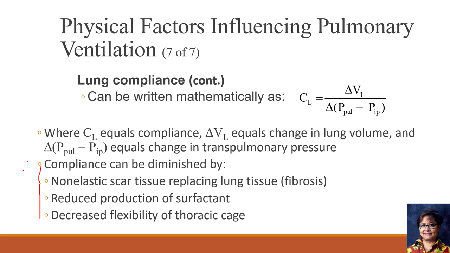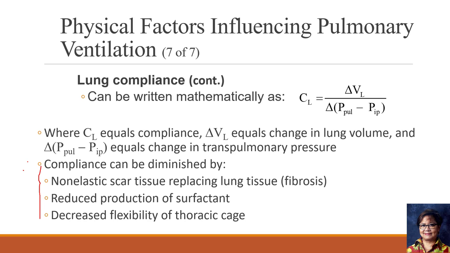But for adults, our lung compliance will not have a problem, not unless we get into something like a disorder, like non-elastic scar tissue, which would be replacing normal lung tissue, as in people with fibrosis. Their lung compliance is actually reduced, or there is reduced production of surfactant, or maybe decreased flexibility of the thoracic cage.